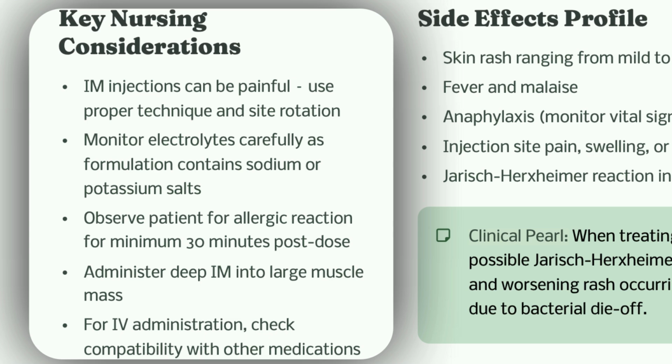Deep IM administration. Use large muscle mass to prevent abscesses. For IV administration, check the med compatibility because Pen G doesn't like to get mixed with any other meds, and infuse slowly, like over 30 to 60 minutes. The other thing that we have to keep in mind is to adjust dose in renal impairment. Get baseline labs, culture, CBC, renal function, and educate the patient for follow-up and signs of worsening infection.